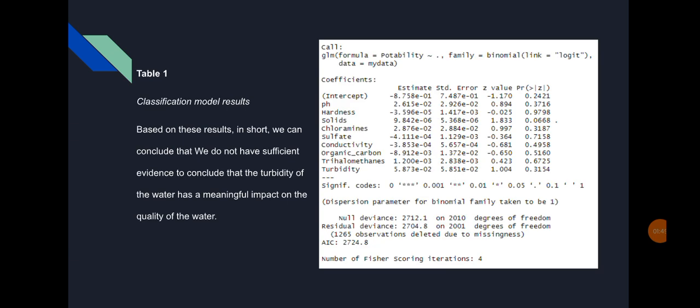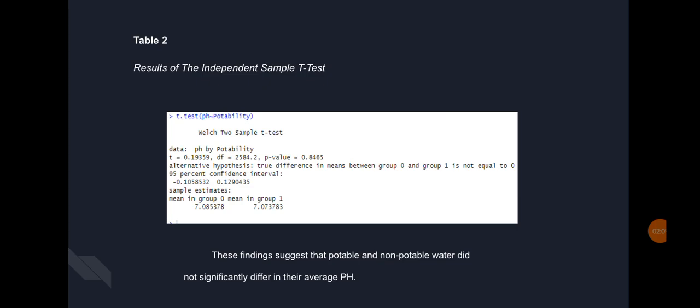Next, we have this table, which is a classification model result table. These are the results that we have reached from the classification model. Based on these results, we can conclude that we do not have sufficient evidence to conclude that the turbidity of the water has a meaningful impact on the water quality. This is the second table. These are the results of the independent sample t-test. These findings, in short, suggest that potable and non-potable water did not significantly differ in their average pH.